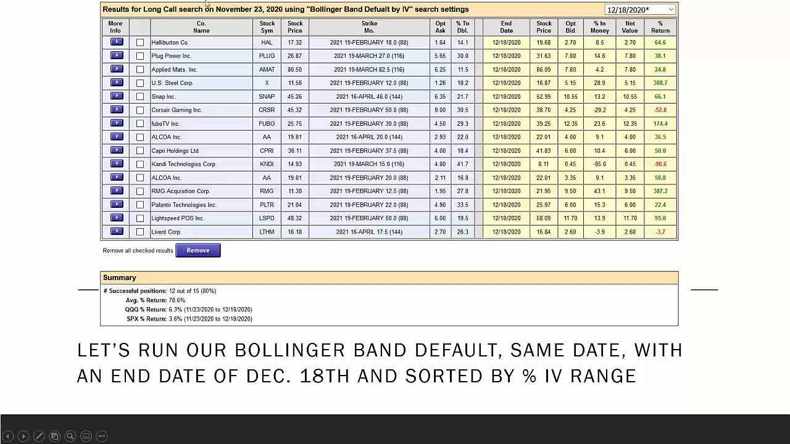I took the Bollinger Band default screen, ran it on November 23rd, same date as the others, and took an end date because these are looking for further out options. You see, we're February, April, March. But I looked at what the returns were on the end date of December 18th. You can see that all here. All the ending dates are 12/18. Sorted by that percent implied volatility range again. And now we're 12 out of 15 successful long calls for an average return of 78.6%.